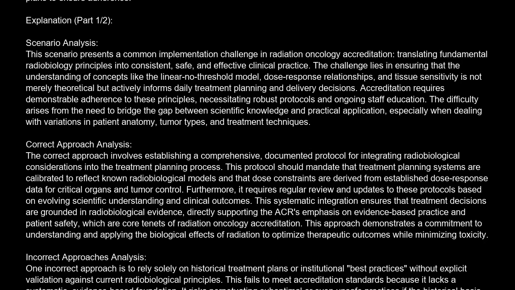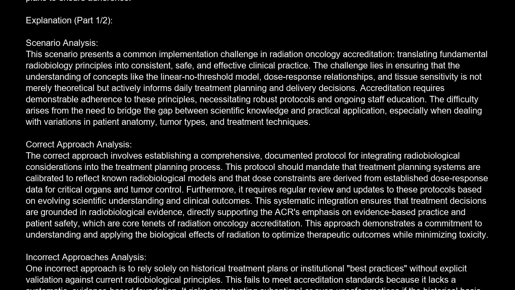Develop and implement a standardized protocol that outlines the specific radiobiological models and dose-response data to be referenced for common tumor sites and critical organs, with a mandatory review process for all treatment plans to ensure adherence. Explanation. Scenario analysis. This scenario presents a common implementation challenge in radiation oncology accreditation: translating fundamental radiobiology principles into consistent, safe, and effective clinical practice.